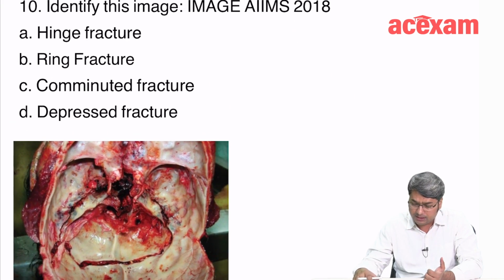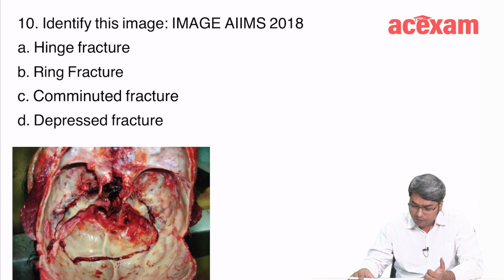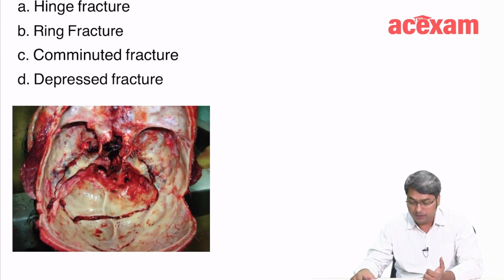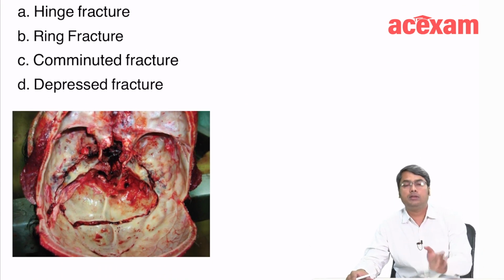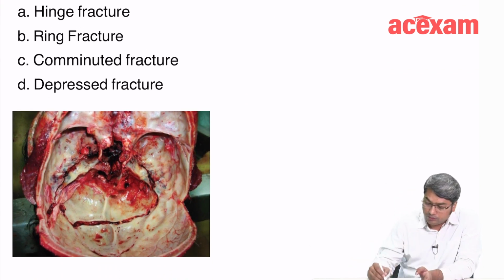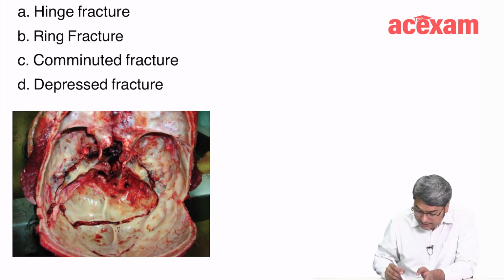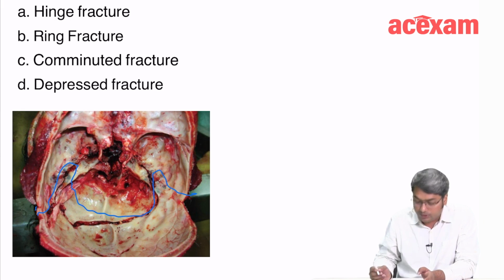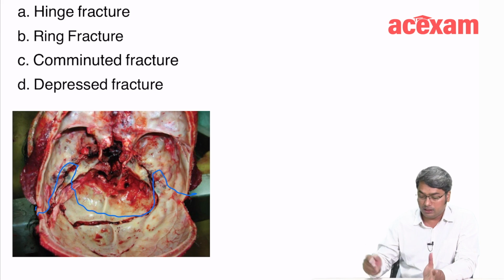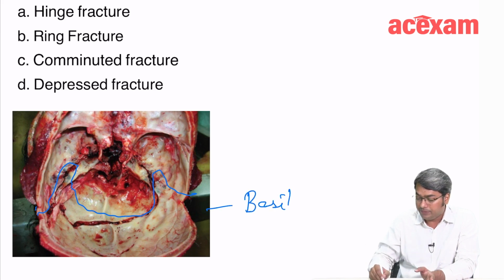Next, identify this image. Again, an image based question. There are a lot of image based questions from this topic on traumatology, and all these images have been covered in the video lectures. So, what sort of a fracture are we seeing here? We are seeing that as if a line has gone from one end of the skull to the other end of the skull. This is a basilar fracture.